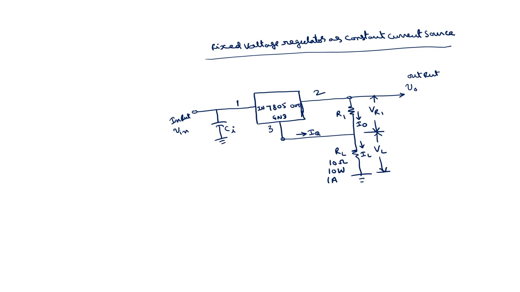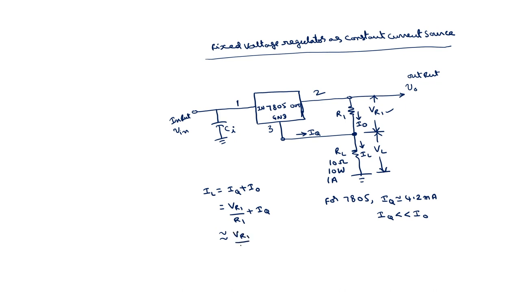In order to do this, the KCL at this node will be: IQ is entering, I0 is entering, IL is leaving. IL is equal to IQ plus I0. And what is I0? This is VR1 by R1 plus IQ. Normally this IQ is very, very small. For 7805, IQ is approximately equal to 4.2 milliamps, which is much less than I0. So you can neglect this. So this is approximately equal to VR1 by R1.